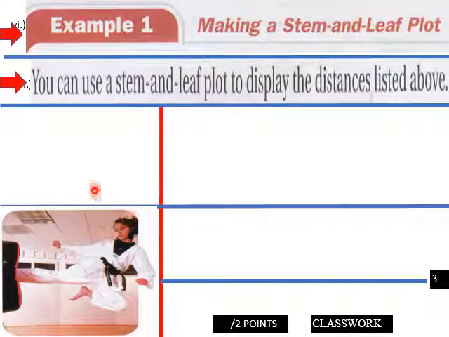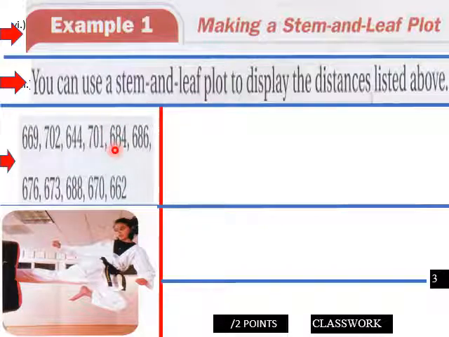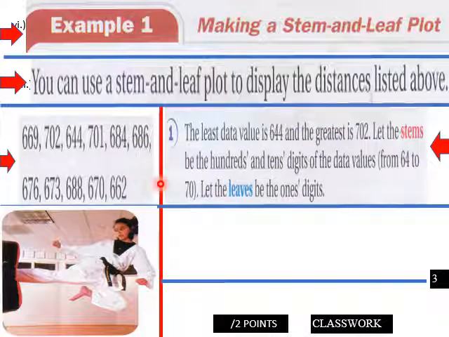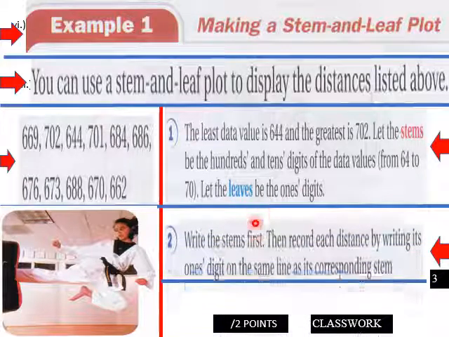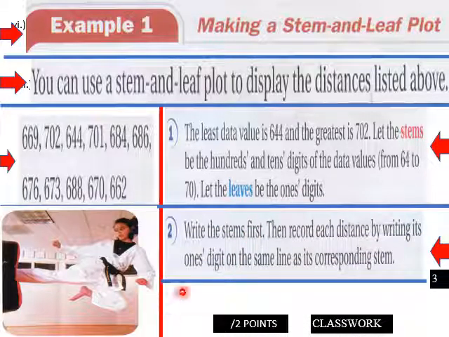Okay, making a stem and leaf. You can use a stem and leaf plot to display the distances listed above. So here are our distances. The least data value is 644 and the greatest is 702. Let the stems be the hundreds and tens digits of the data values, from 64 to 70. Let the leaves be the ones digits. So how will we represent that in stem and leaf? Write the stems first, then record each distance by writing its ones digit on the same line as its corresponding stem.